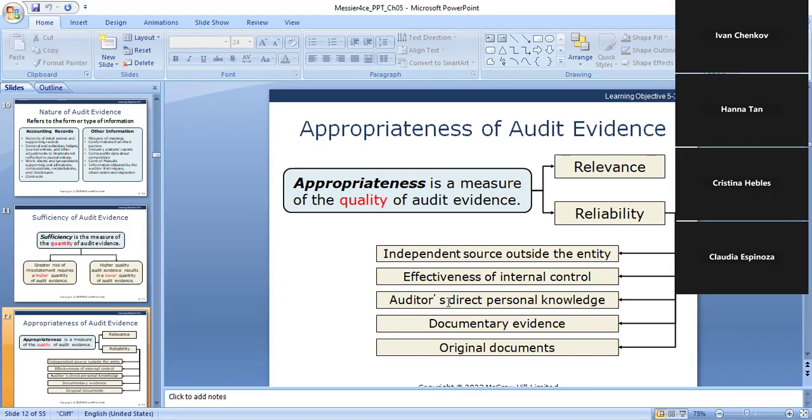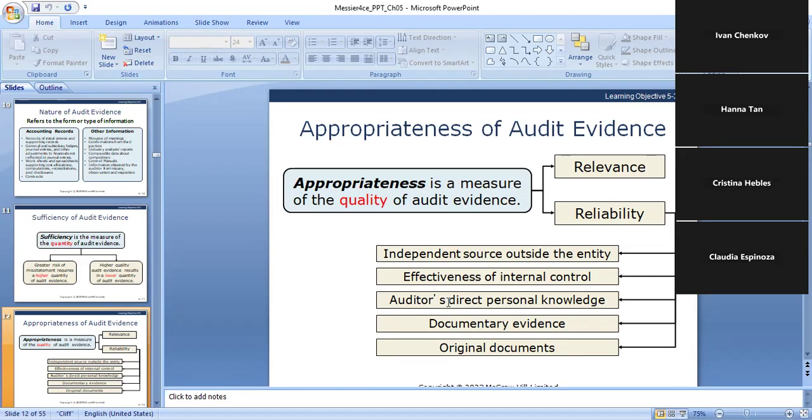And how reliable they are. First, obviously, everything given by a third party about the company, which exists outside the company, is going to be of high quality. That's why you're not asking the company to give you the bank statement. You're telling them to tell the bank to send the bank statement to you.